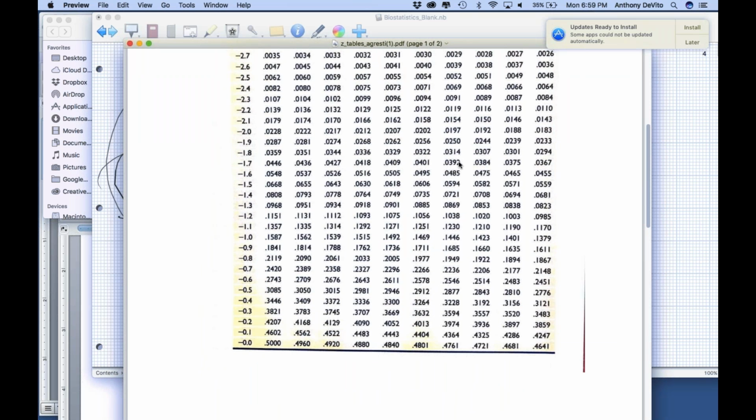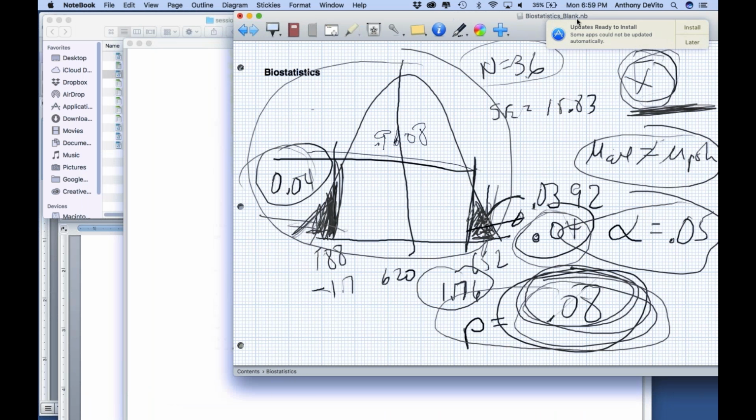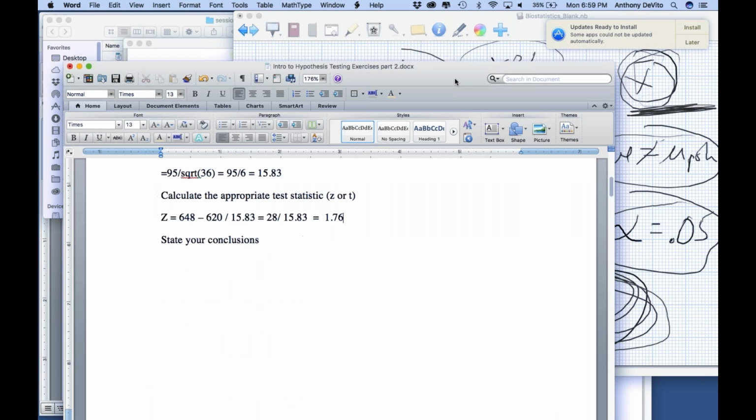1 minus 0.9608 is 0.0392, right? And then just double that to get the area on the left and the right, because it's symmetrical. I could save myself a step by doing that. Okay, so let's go back to this. So let's see what we round up with here.